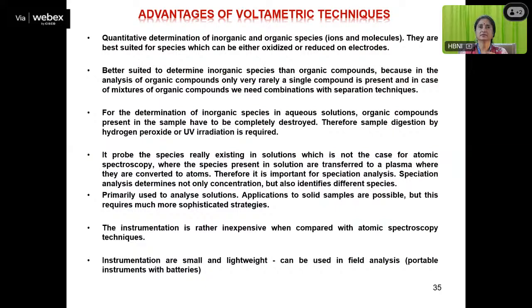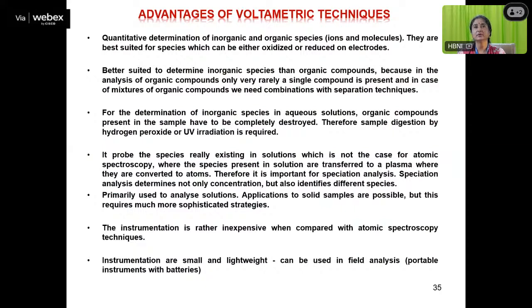So now, what are the advantages of this voltammetric technique? Quantitative determination of inorganic and organic species like ions and molecules; they are best suited for species which can be either oxidized or reduced on electrodes. A species which is not electroactive cannot be done by this method. Now it is better suited to determine inorganic species than organic compounds. What is the reason?